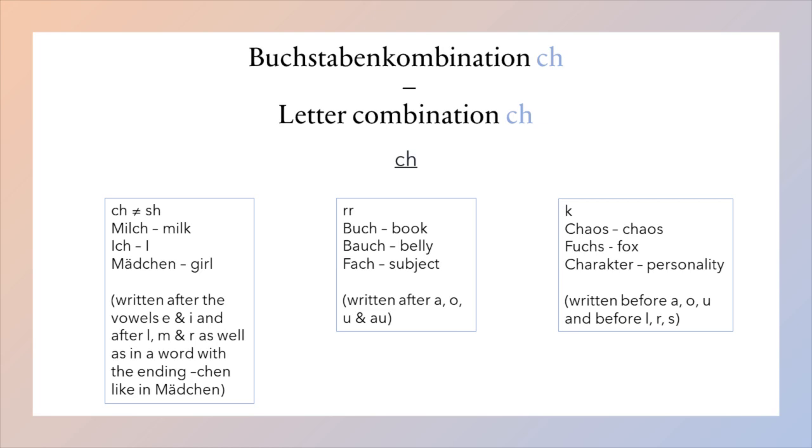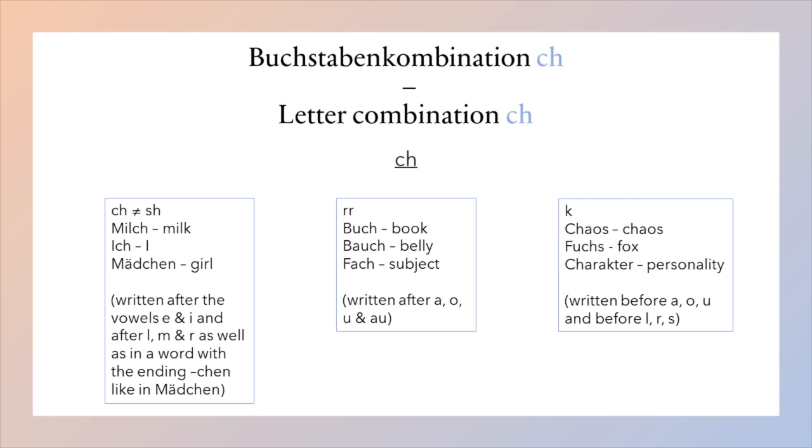Okay, the third way of reading it is as k. We use it as k when it is placed before the vowels a, o and u, and before the consonants l, r and s. For example, Chaos, chaos, Fuchs, fox, Charakter, personality.